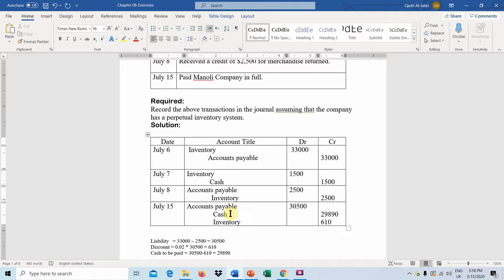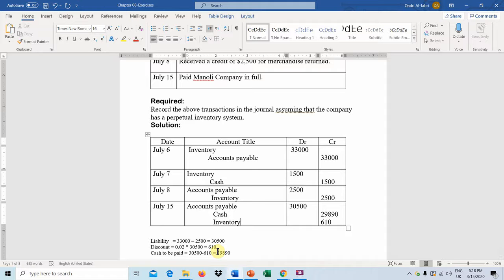Why did we credit inventory here? Simply because the value of inventory is not really the 30,500 that we have on hand. The value of inventory that we have on hand is only 29,890. That's why we decreased the amount of inventory by 610.